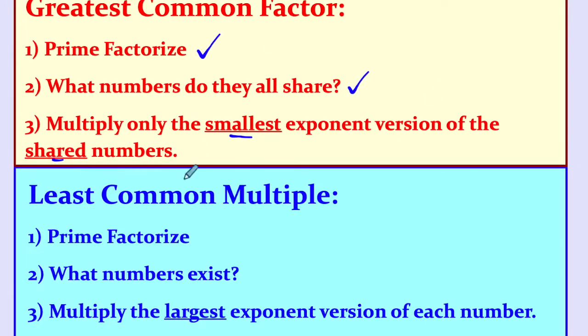Compare that with least common multiple. We start off the same. We prime factorize. That's why we usually do both of these things on the exact same problem. Instead of saying, hey, what numbers do they all share, we want to ask ourselves, what numbers exist? Are there 2s, 3s, 5s, 7s, 11s, all of that stuff? And instead of multiplying the smallest version, we multiply the largest version of each number.